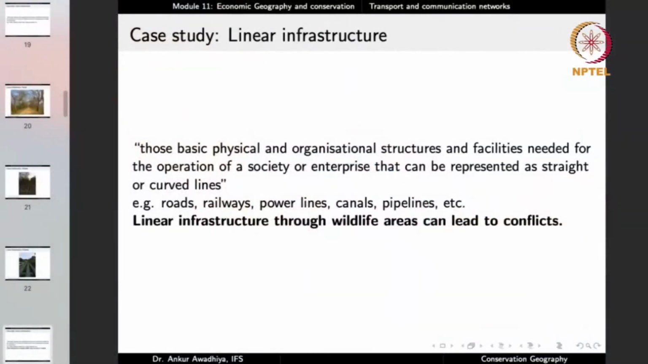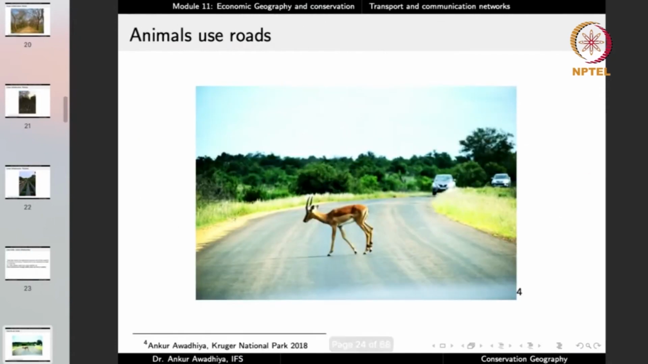Now, how does that happen? That happens because of conflicts. So linear infrastructure through wildlife areas can lead to conflicts, primarily because the animals also make use of roads. So when the road was not here, this animal would have traversed from this point to this point freely. Now that you have a road that has been constructed, the animals, because they have a need to move, will have to cross this road. And when they come on the road, they come into direct contact with humans and the vehicles.